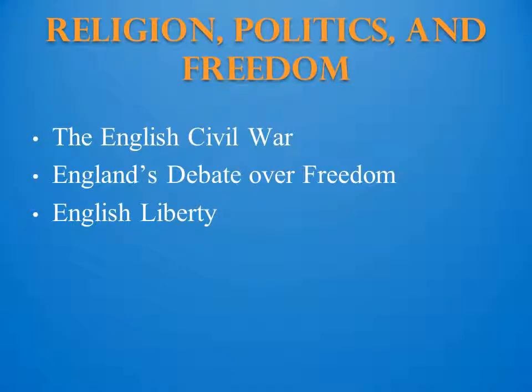Now, political and religious divisions within 17th century England had heightened the meaning and the importance of freedom there and in the colonies. The struggle for political supremacy between Parliament and the Stuart monarchs, James I and Charles I, had really come to a head in the 1640s in the English Civil War.